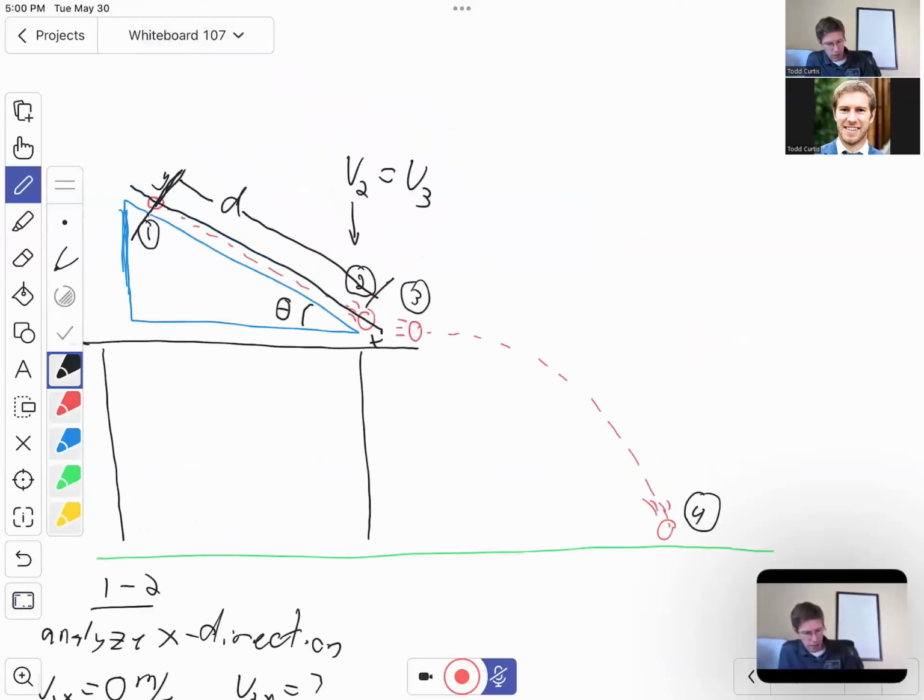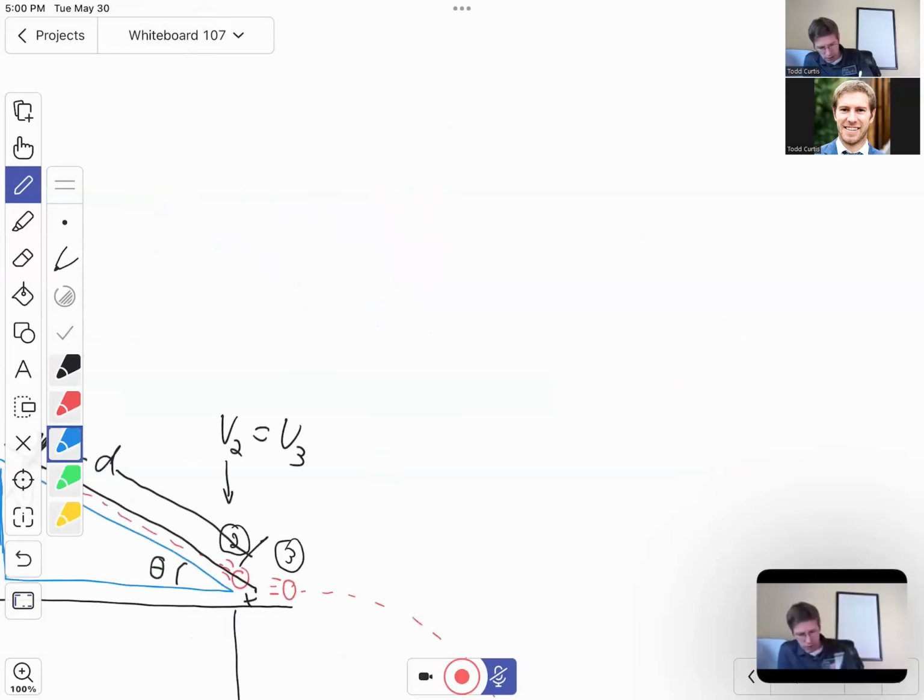But if I come over here and draw off to the side, here's my ramp. And if I put the ball on the ramp here, we know that gravity is pulling on it in a straight down direction.